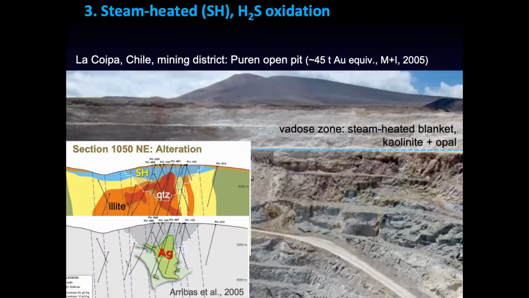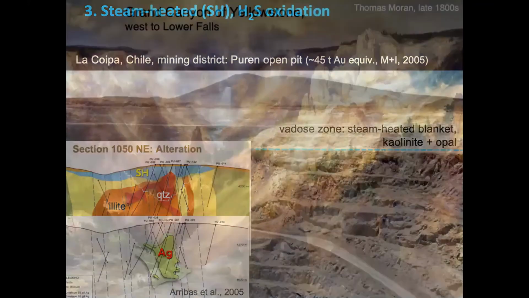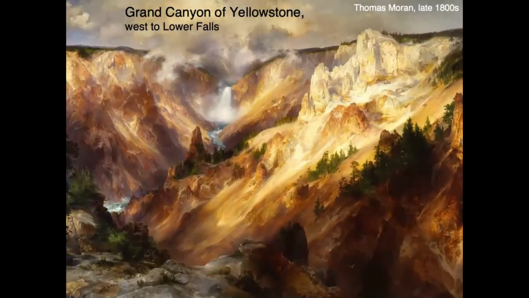So that's our third environment of steam-heated advanced argillic alteration. Now, some people may have traveled to Wyoming in the US, to Yellowstone. This is the area that made Yellowstone famous, the Grand Canyon of Yellowstone, with many different colors of whites and yellows and reds. Well, what caused these colors? This is steam-heated kaolinite in through here.